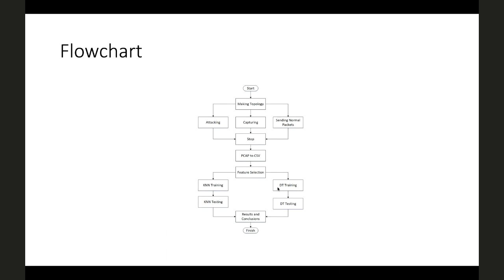This is the flowchart of our research. First, we create a network topology. In our topology, there are 5 hosts: 3 hosts as DDoS attackers, and 1 host as a normal client sending normal traffic to the target, and the last host is the target or victim device.